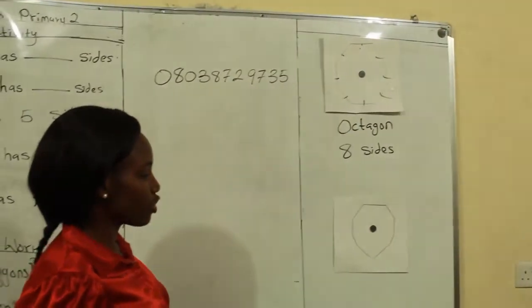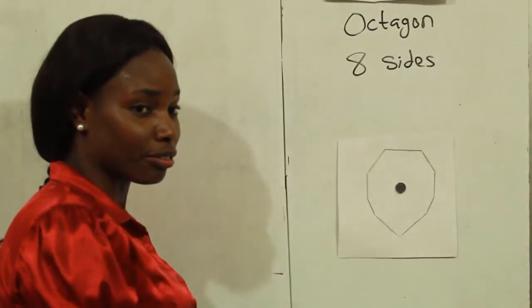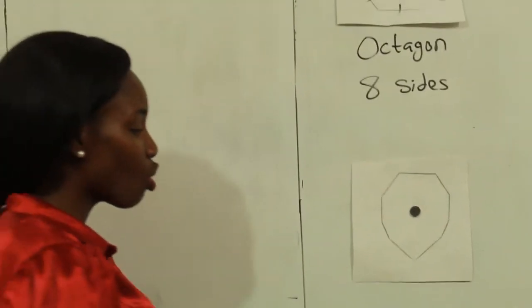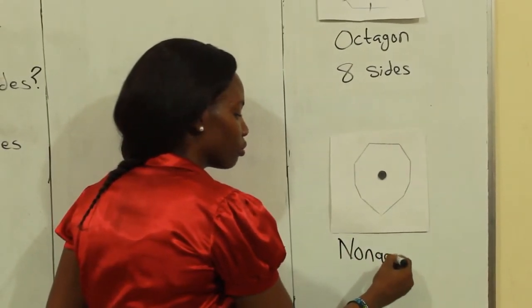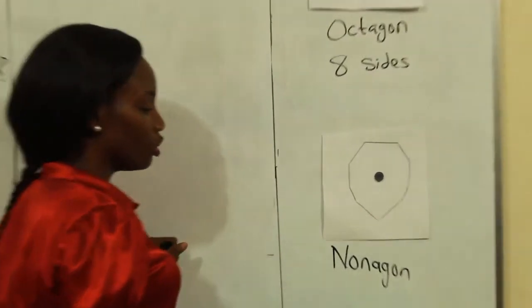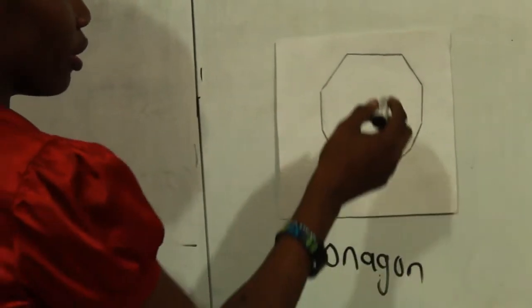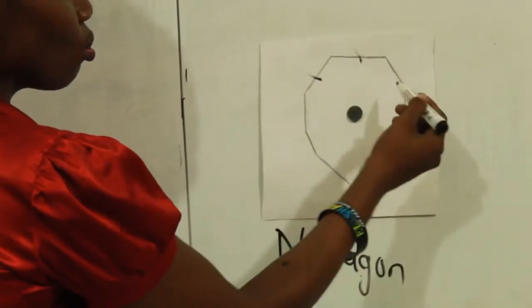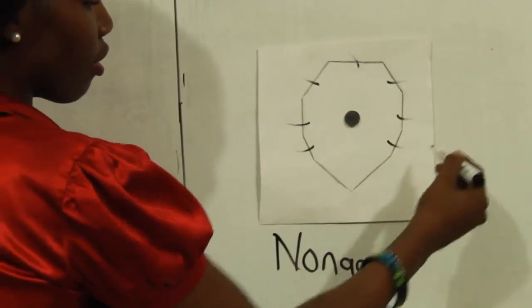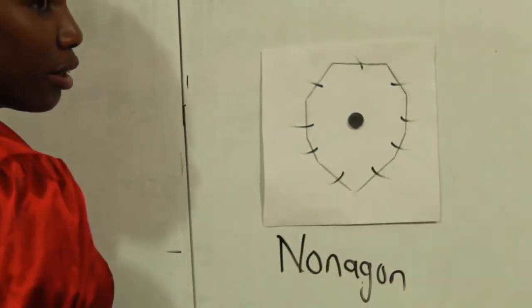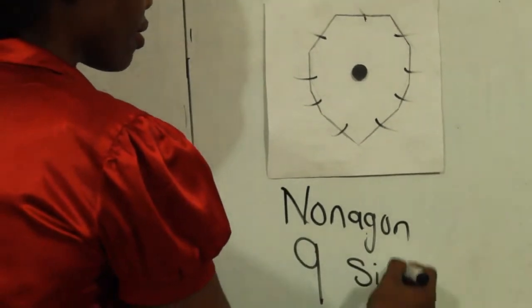Now let's look at the next shape. This shape here has 9 sides. And what is it called? It is called nonagon. A nonagon has 9 sides. Let's find out this together. 1, 2, 3, 4, 5, 6, 7, 8, 9. So a nonagon has 9 sides.